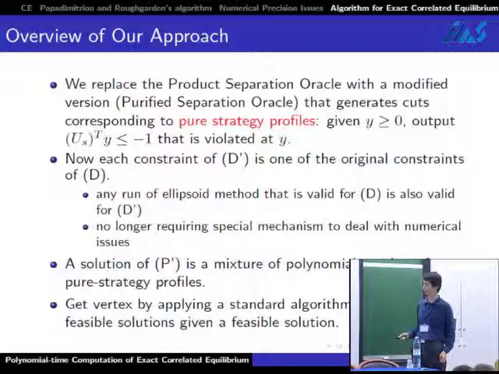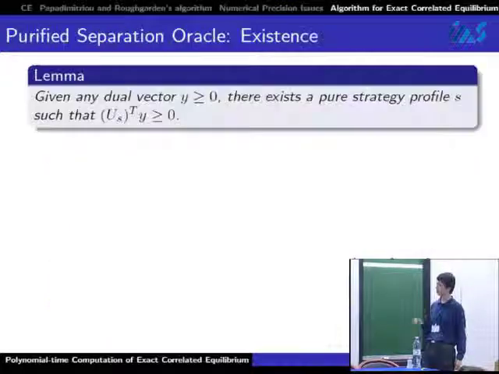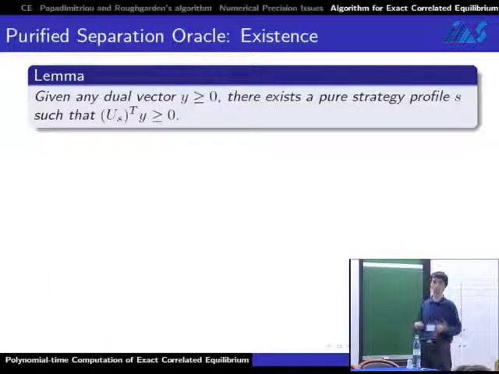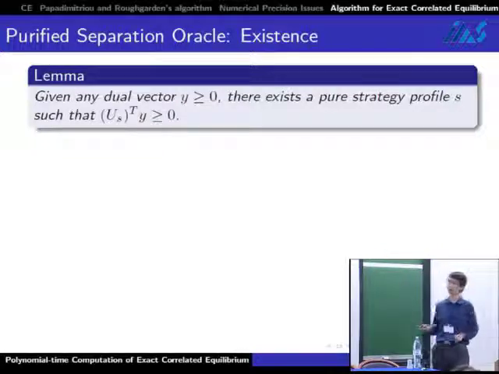And from such a feasible solution, we can get to a basic feasible solution using a standard algorithm, which gives us the vertices of the polytopes. So once we have this pure separation oracle, the rest of the algorithm follows quite naturally. For the rest of the talk, I'll talk about how we construct such a pure strategy separation oracle. So the first question would be, does there even exist pure strategy cutting planes?